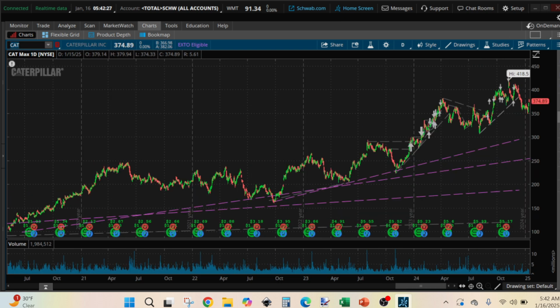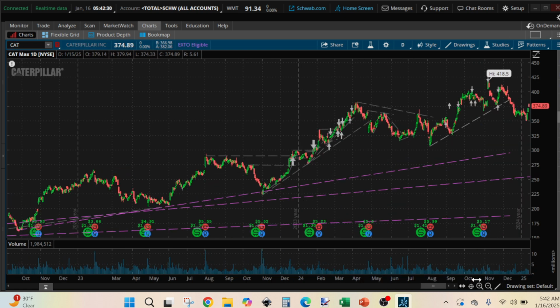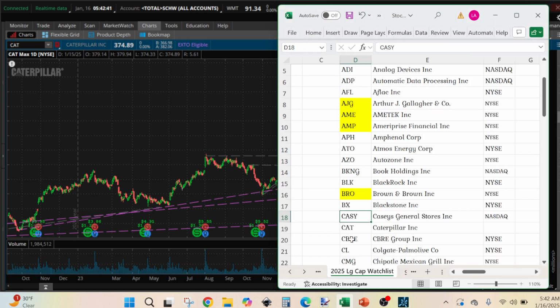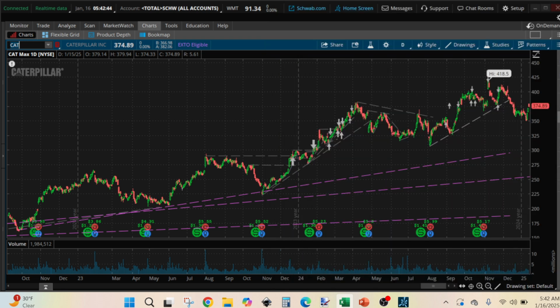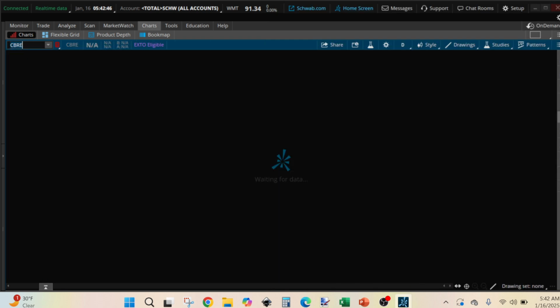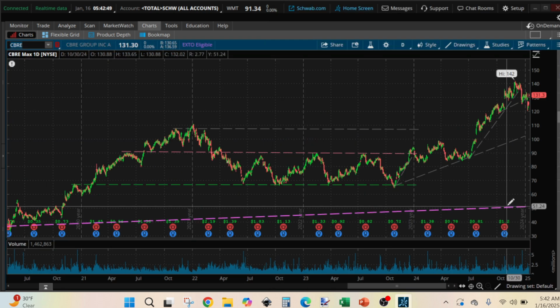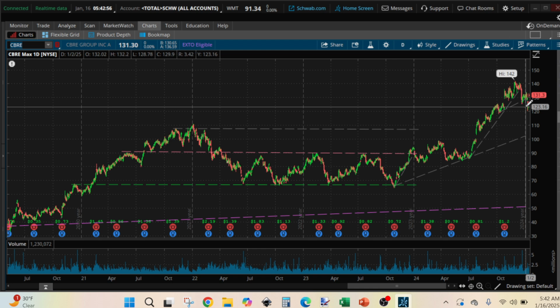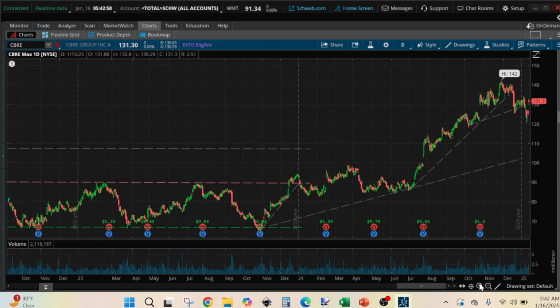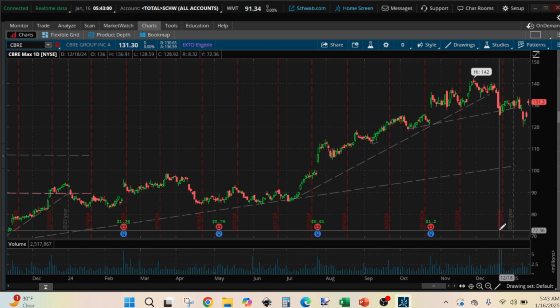CAT, so CAT we like to buy at any one of those three lines. Run out, this short line ended and is still higher up. The next one is CBRE. CBRE, the purple lines are our uptrend line that we like to buy at, and it's still high, the price is still far from it at the moment.